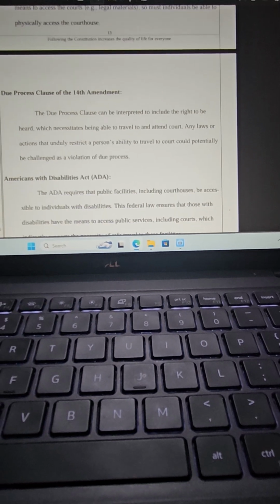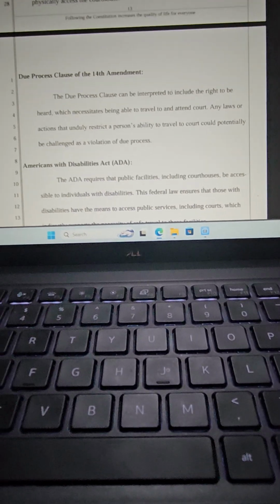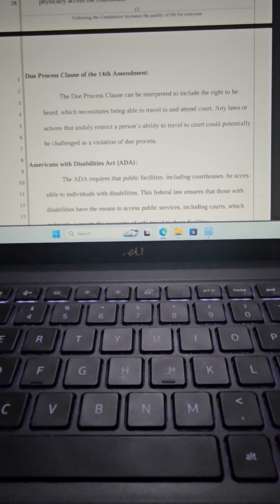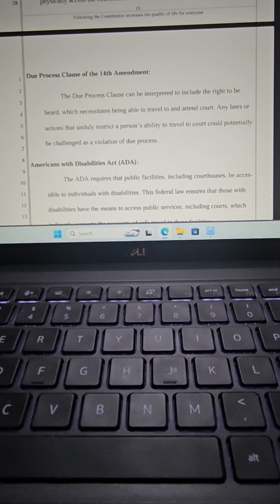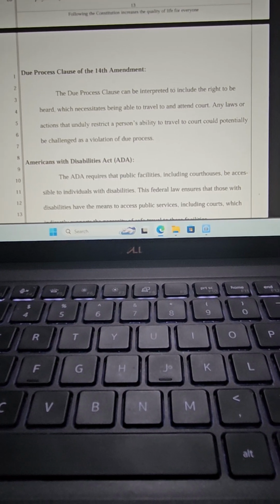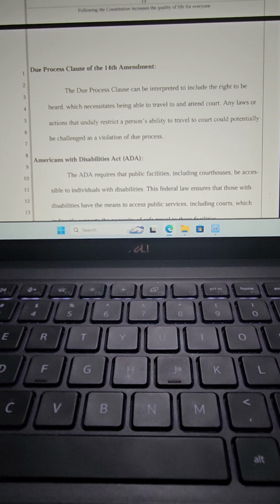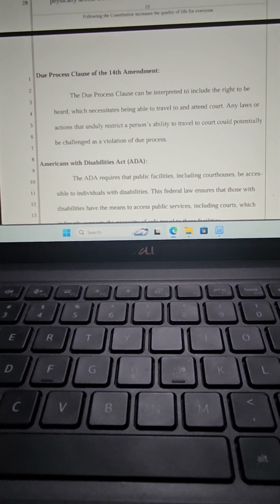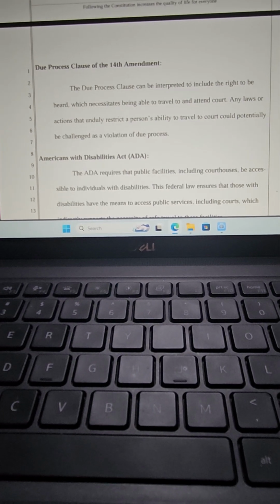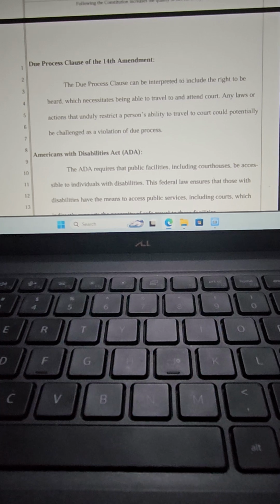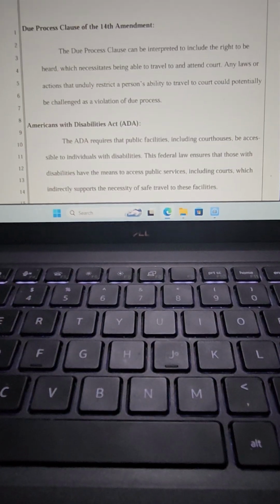Due Process Clause of the 14th Amendment. The Due Process Clause can be interpreted to include the right to be heard, which necessitates being able to travel to and attend court. Any laws or actions that unduly restrict a person's ability to travel to court could potentially be challenged as a violation of due process, which is what they did.